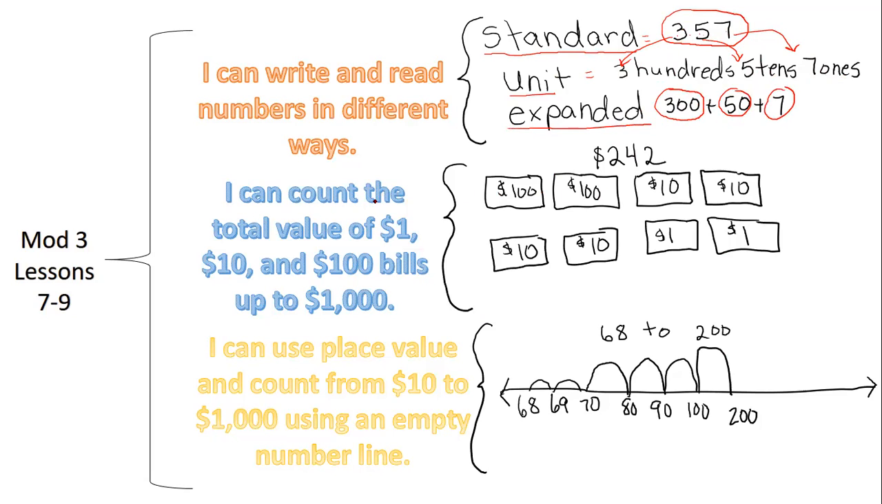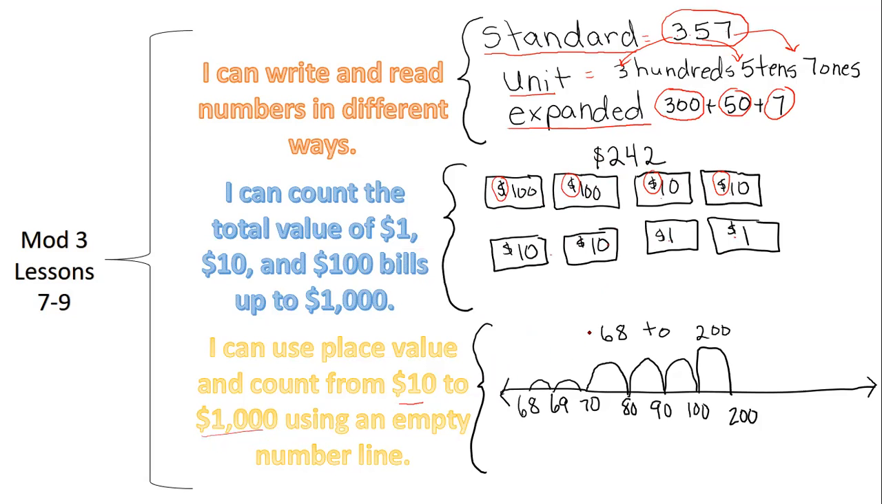And then I can count the total value of $1, $10, and $100 bills up to 1,000. You're going to be counting with bills this week. For example, 242, if I had bills, I would need two $100 bills. I'd need 4 $10 bills and I'd need 2 $1 bills. Notice that since it's money, I do have the dollar sign in each one of my bills, okay?